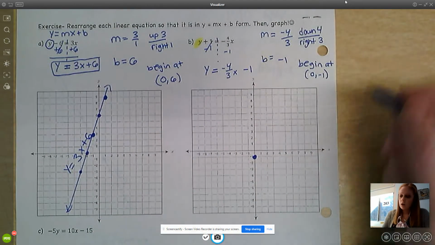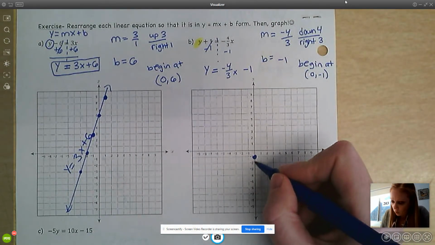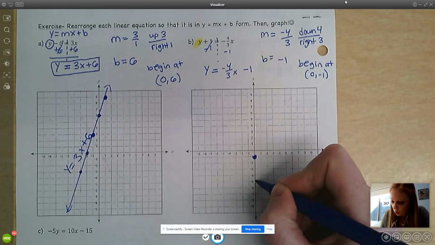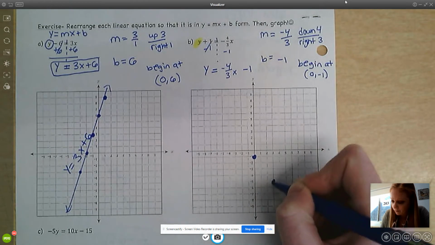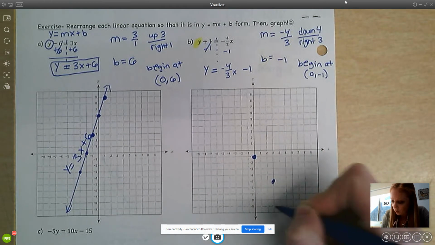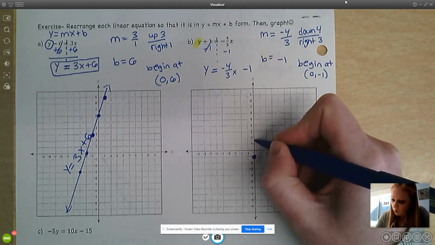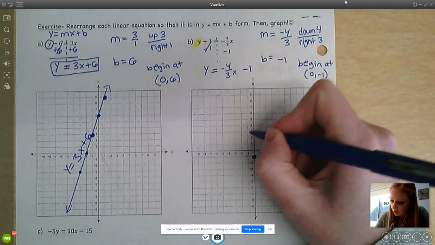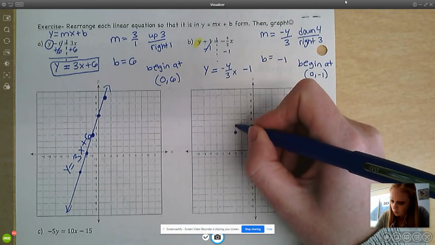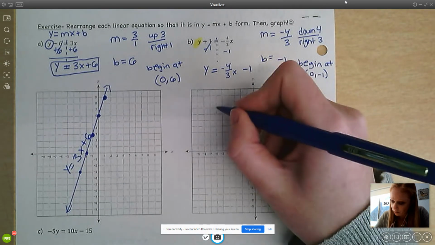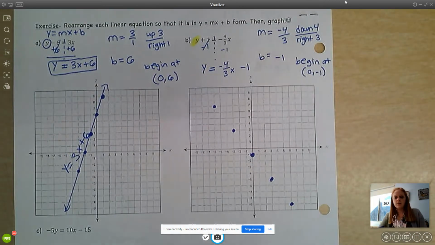because it's a negative slope. Okay, so down 4, 1, 2, 3, 4, right 3, 1, 2, 3. Down 4, right 3. Reverse, up 4, left 3. Okay, looks good.